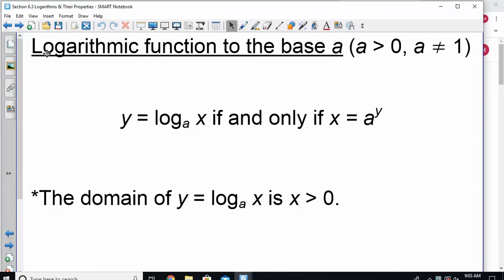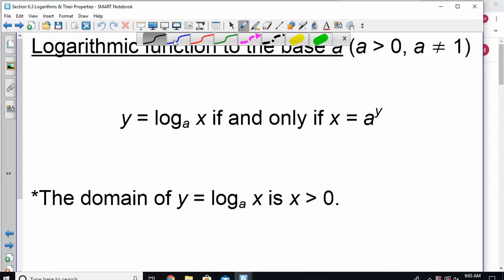Let's just talk about what a logarithm is. With a log, you will see the word log, and we will talk about a base with that. The base has to be a positive number other than 1. So if I see this expression, I read that as y equals log base a of x.